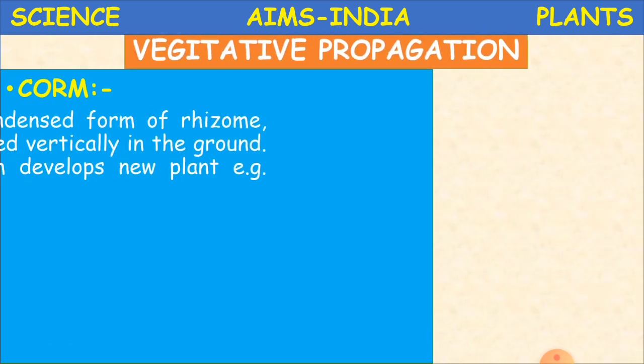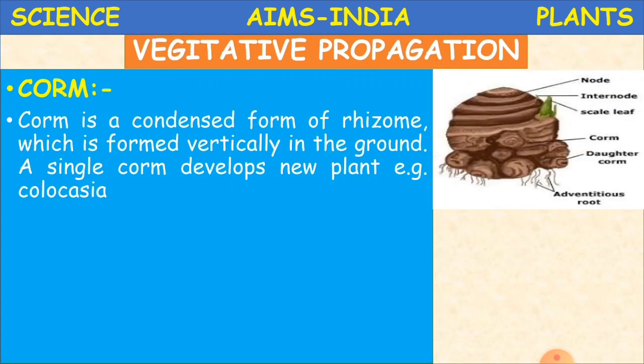Now about vegetative propagation in the corm. Corm is a condensed form of rhizome which is formed vertically in the ground. A single corm develops a new plant, for example colocasia. So what is a corm, children? It is a condensed form of rhizome. Condensed is nothing but making a thickness. So corm is a condensed form of rhizome.